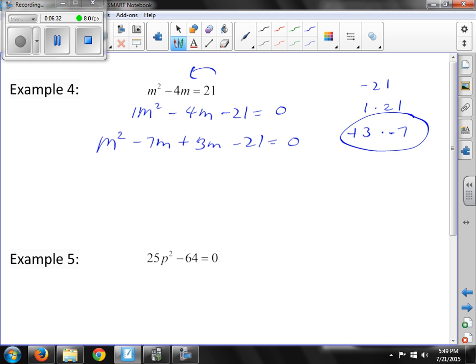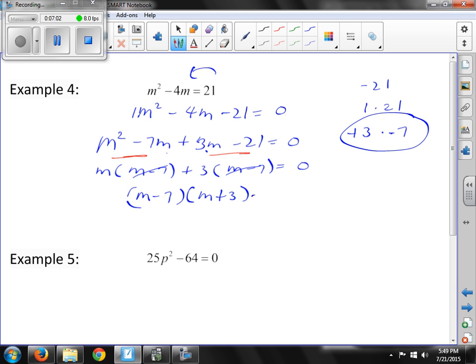And you see my negative 7 and my positive 3 gives me my negative 4 in the middle, so that's right. So factoring m out of the first pair, I want to take out an m, and that will leave me with m minus 7. And out of the second pair, I'll take out a 3, and that will leave me with m minus 7. So now they both contain the m minus 7. I'll take it out of both of them and group together the m plus 3 that's left.